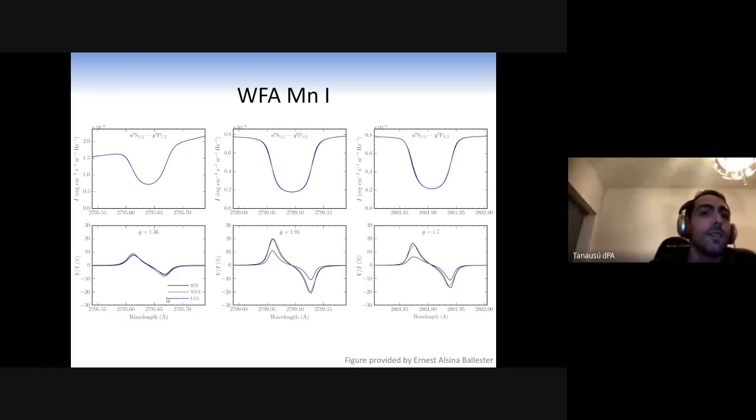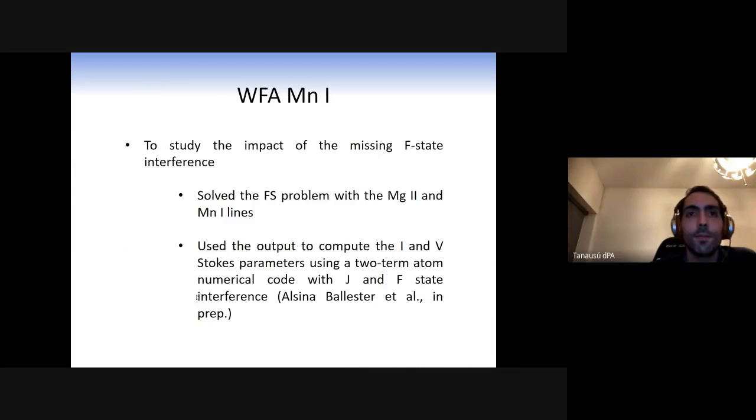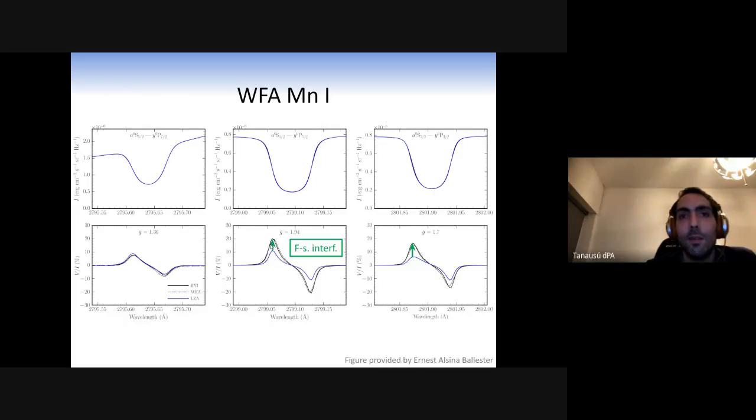The red curve from before is now blue. That means a linear Zeeman approximation. And now if we include the quantum interference, we have the black solid line, the incomplete Paschen-Back effect. And we see that what happens is that the F-state interference increases back the signal. So if now we apply the weak field approximation using the Landé factors of the fine structure, we get the dotted line, and the fit is again quite remarkable.